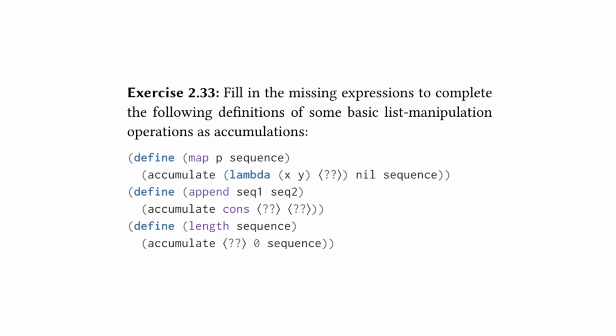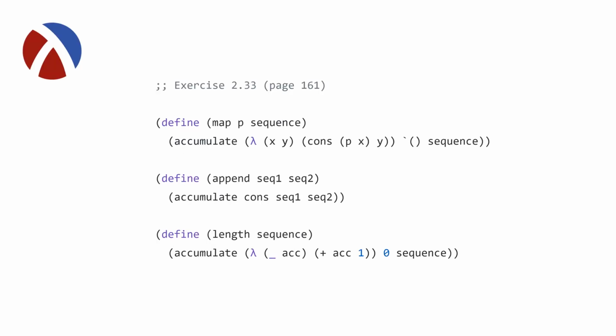So at this point, we jump into our first exercise, exercise 2.33: fill in the missing expressions to complete the following definitions of some basic list manipulation operations as accumulations. So it's basically asking us to define map, append, and length in terms of accumulate. On the next slide, we have our solutions for accumulate. Note that accumulate is a fold right, not a fold left.